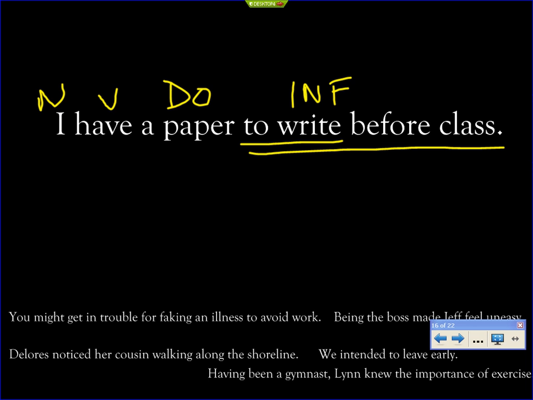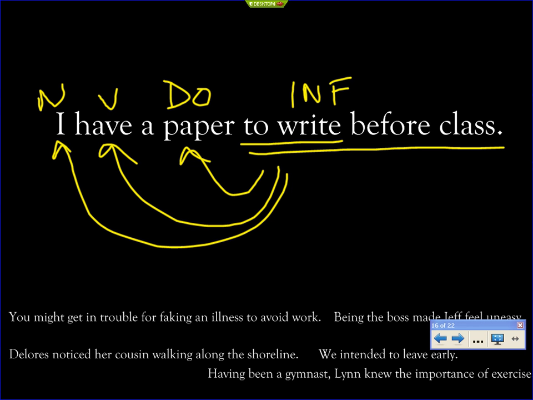Jillian, give it a shot. To write before class. What information is it giving you? What's it doing? Remember, when you're asking this question, it must relate to another word out here. So what word does it seem to be acting on? It's telling you how to have. So it must be telling you how or when to have. When do you want to have it?